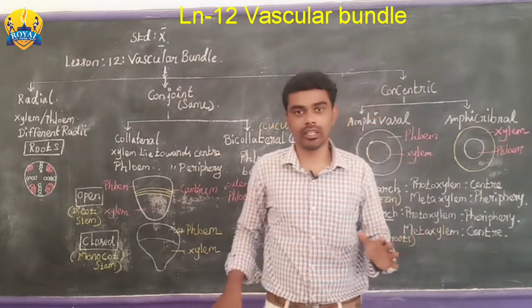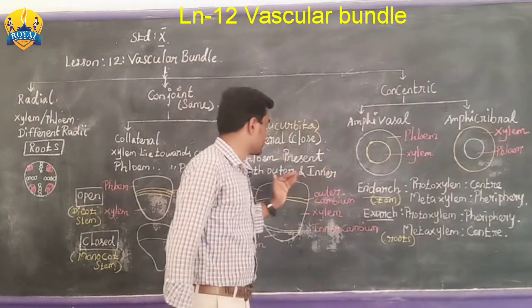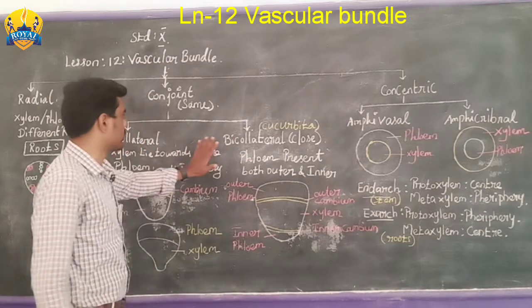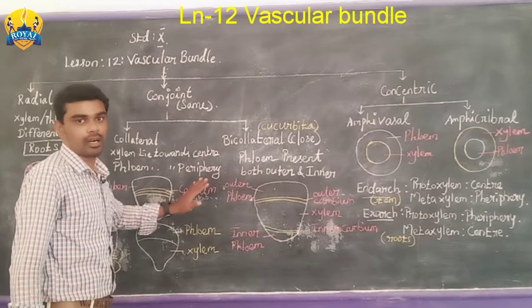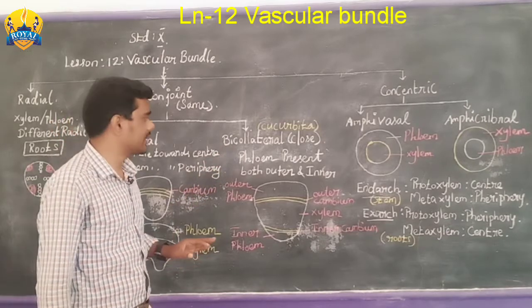So these are the two types of the conjoined category: collateral and bicollateral. And then next.